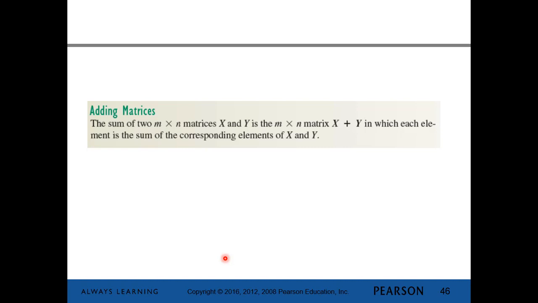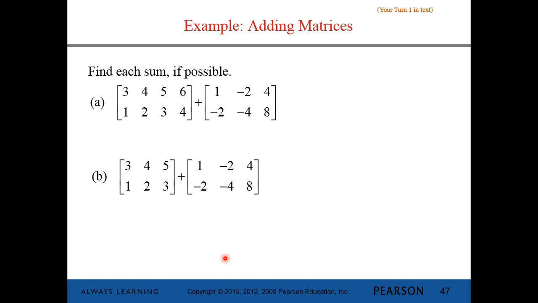Okay, and so the way you add the matrices is you add them element by element. So you add the corresponding elements together, and that's how you add two matrices. For example, if we see these two, we want to add this matrix to this matrix. Now, first of all, we can't add these two because they're not the same size, so we're done. We can't add these. This is impossible because this is a 2 by 4 matrix and this is a 2 by 3, so we can't add those.